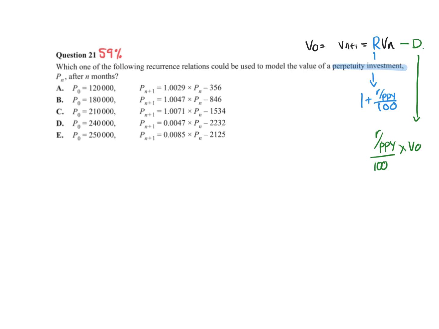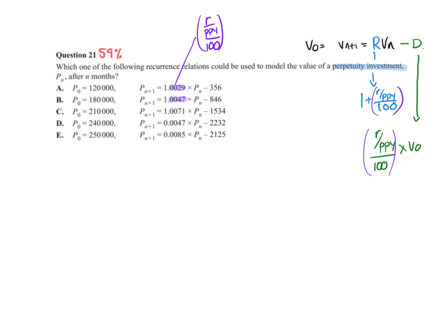So what do I mean by that? This part here, I'm just going to highlight it. When you see this little part here, just the bit after the 1, that part is the rate over the PPY over 100. So if you take that part and multiply it by the V0, you should get the payment.